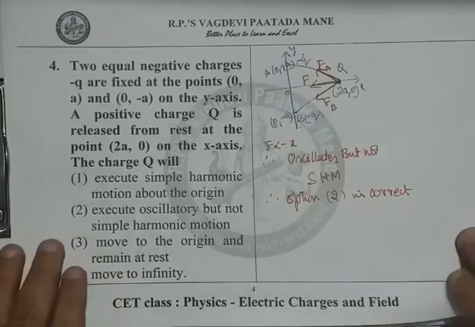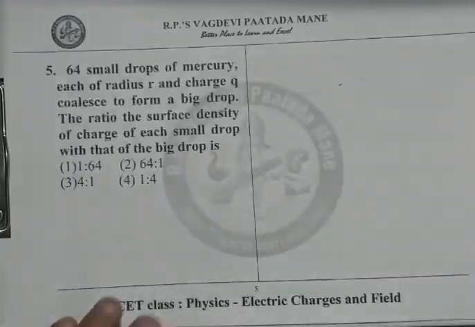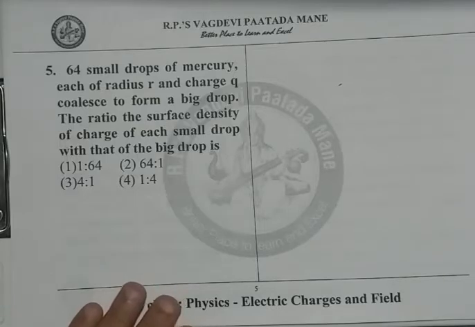Now, we proceed on to the fifth question. Here also, it depends on a peculiar concept of combining the drops of mercury or any drops of liquid. We read the problem. 64 small drops of mercury, each of radius r and charge q, coalesce to form a big drop. The ratio of the surface density of the charge of each small drop with that of the big drop is, we are asked to calculate the ratio.